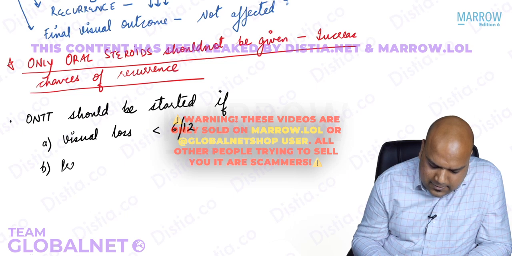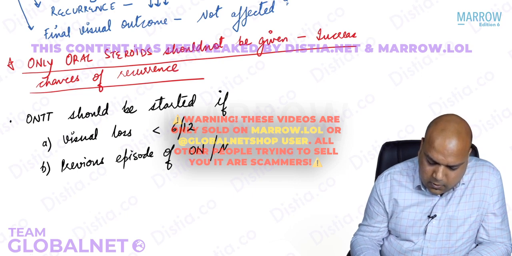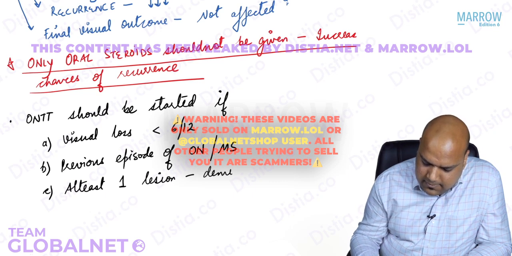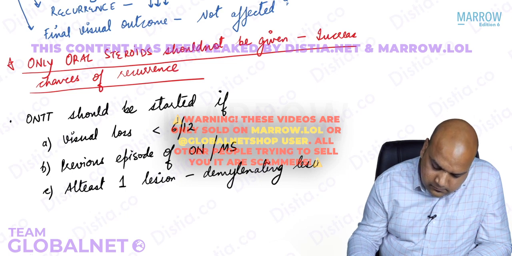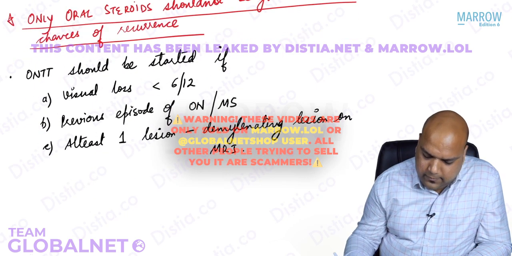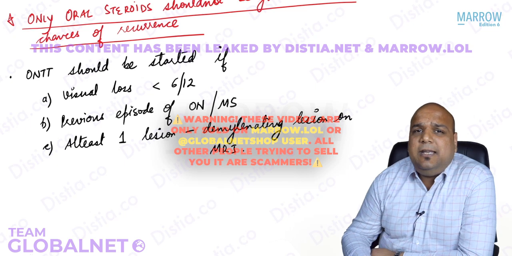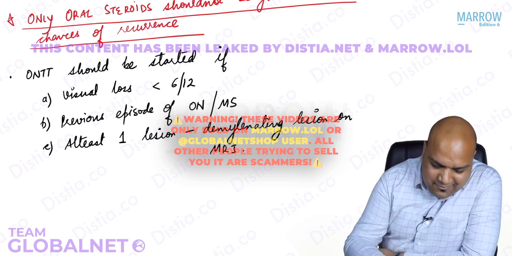Secondly, previous episode of optic neuritis or multiple sclerosis, and at least one lesion, that means demyelinating lesion, on MRI. Okay, everybody. If only these criteria are fulfilled, then we start with ONTT. That is the steroid treatment that we have just explained.